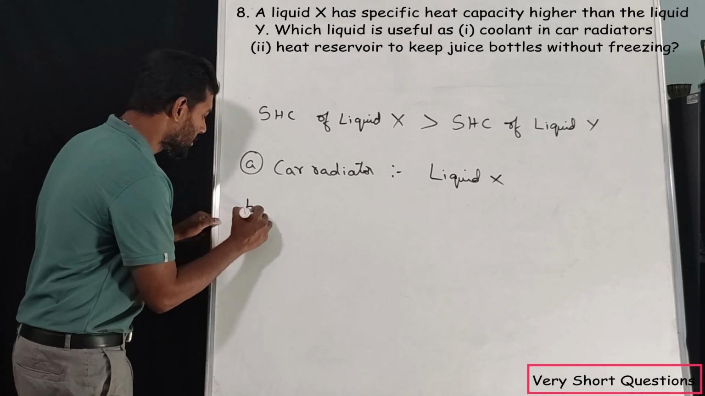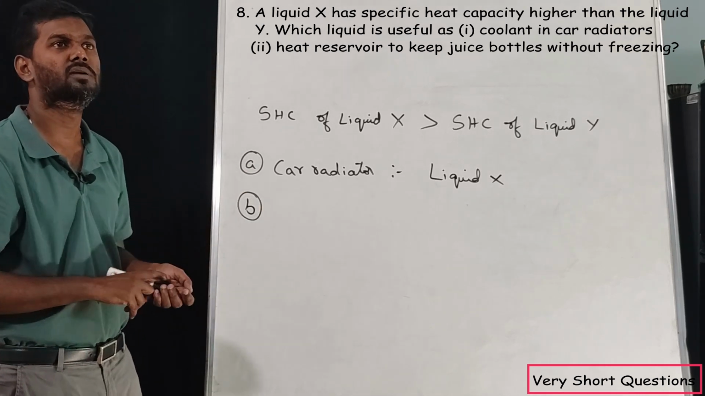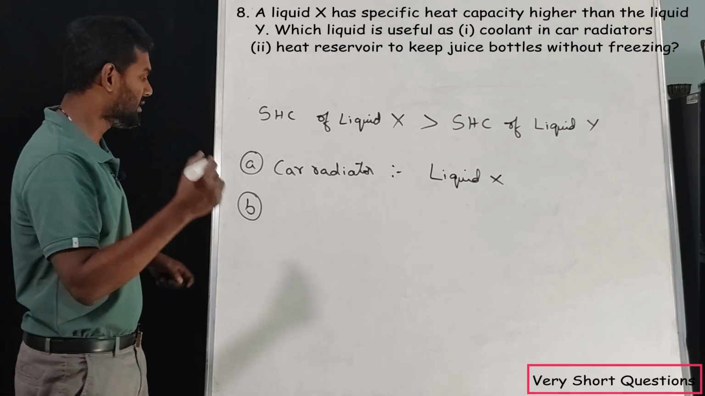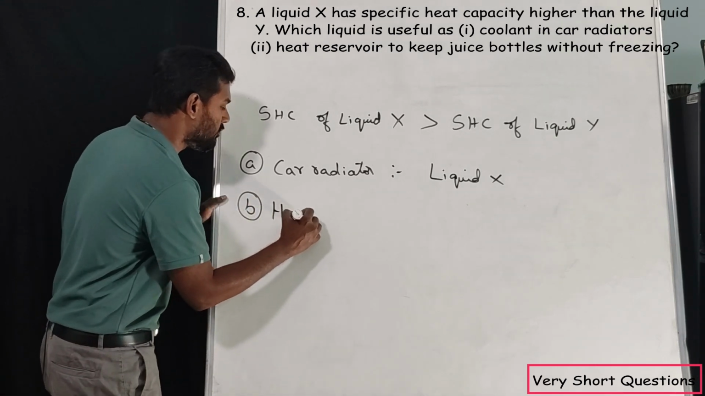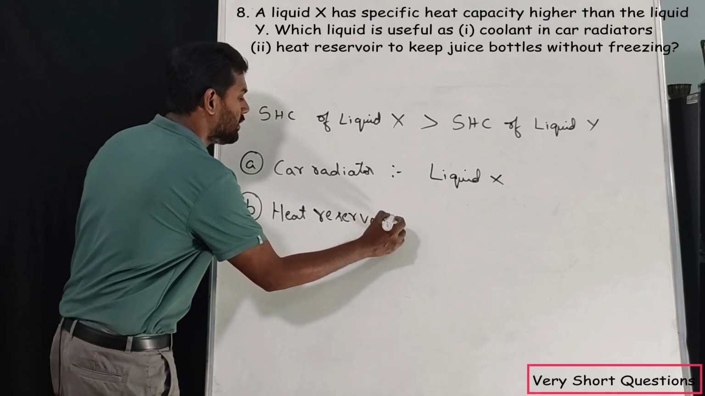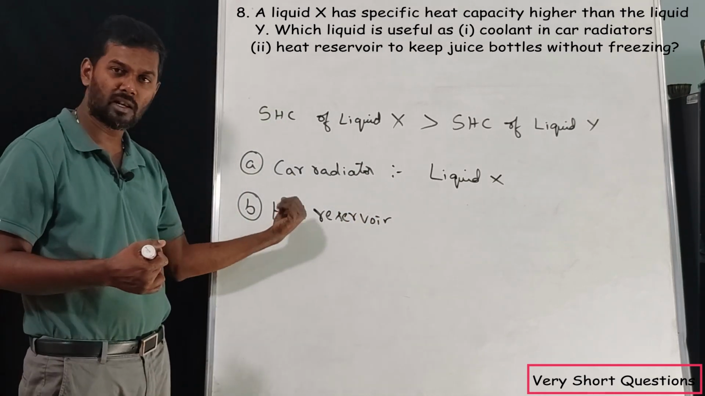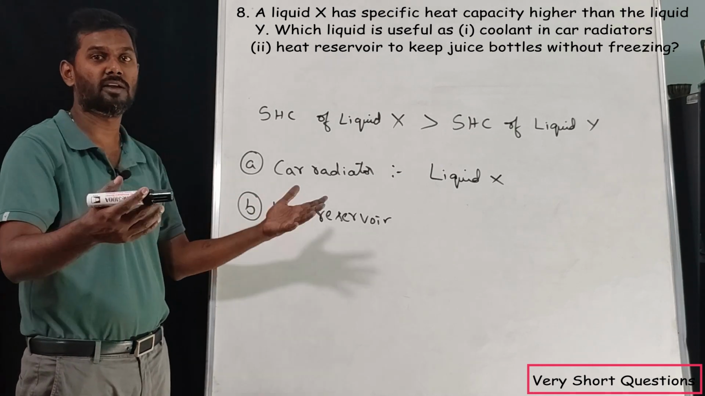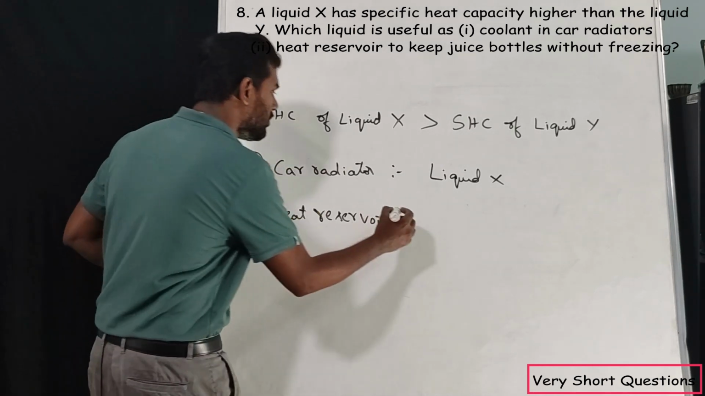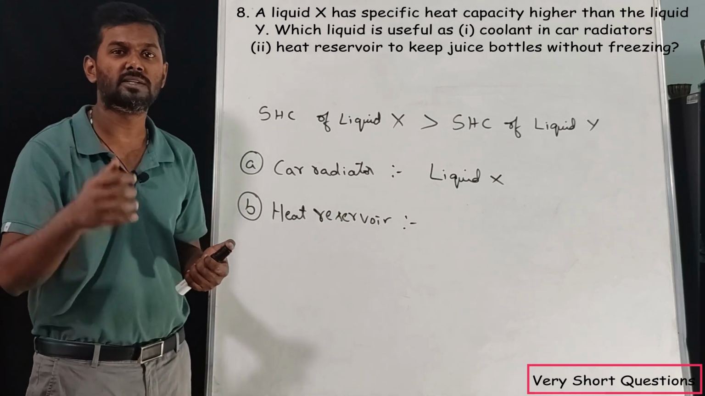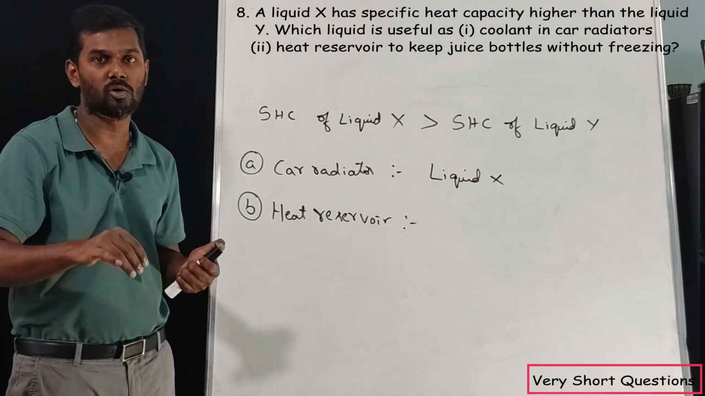Now we'll go for the second sub question. The heat reservoir to keep the juice bottles without freezing. Heat reservoir. That means whatever liquid we are going to use should protect the bottle without freezing. Assume we use liquid Y. What do you mean by temperature? It can be hotness or coldness, correct?